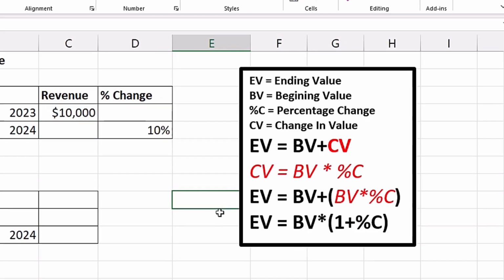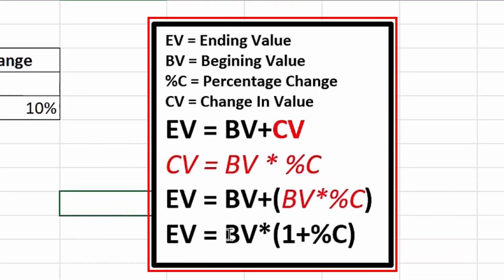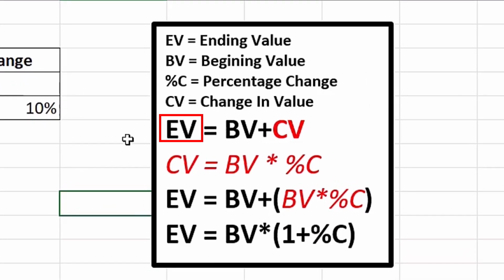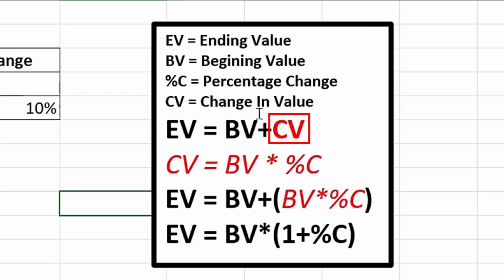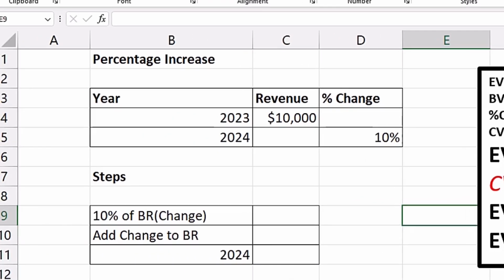Now before we do any example, let's first understand something from this formula. The formula to get the ending value is: the ending value equals the beginning value plus the change in value. EV is the ending value, BV is the beginning value, and CV is the change in value. To get this change in value when you are given the percentage change, you need to multiply the beginning value times the percentage change. So let's do an example so that we understand that very well.